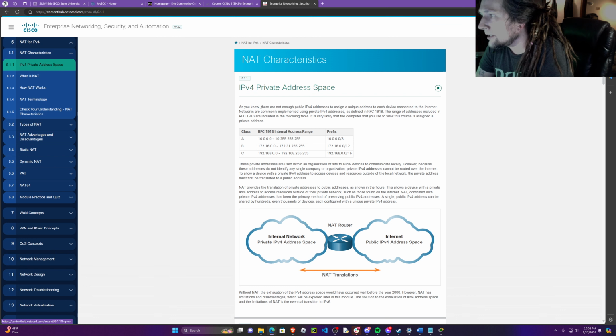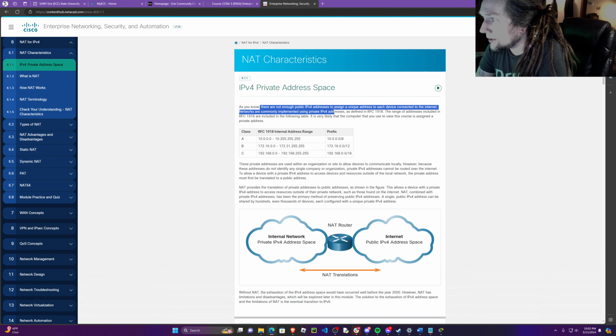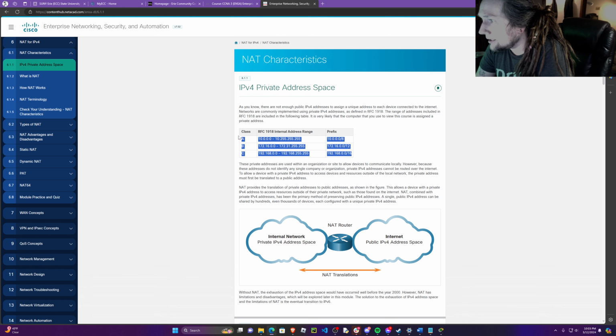So, as you know, there are not enough public IPv4 addresses to assign a unique address to each device connected to the internet. Networks are commonly implemented using private IPv4 addresses as defined in RFC 1918. The ranges of addresses included in RFC 1918 are in the following table, okay? And this right here are those ranges.